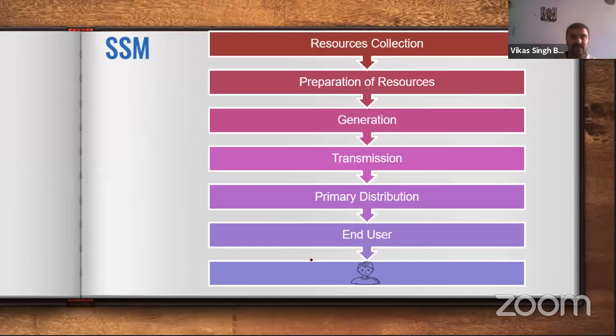So this is the supply side of management. There are two terms, supply side management and demand side management. Supply side management is the traditional approach. In this, the utility company will collect some resources, then they will prepare those resources. After that, using those resources, electricity generation will be done. Then after the generation, the electrical power will be transmitted, then the primary distribution, and ultimately it will be used by the end user. So this is the traditional approach of supply side management.